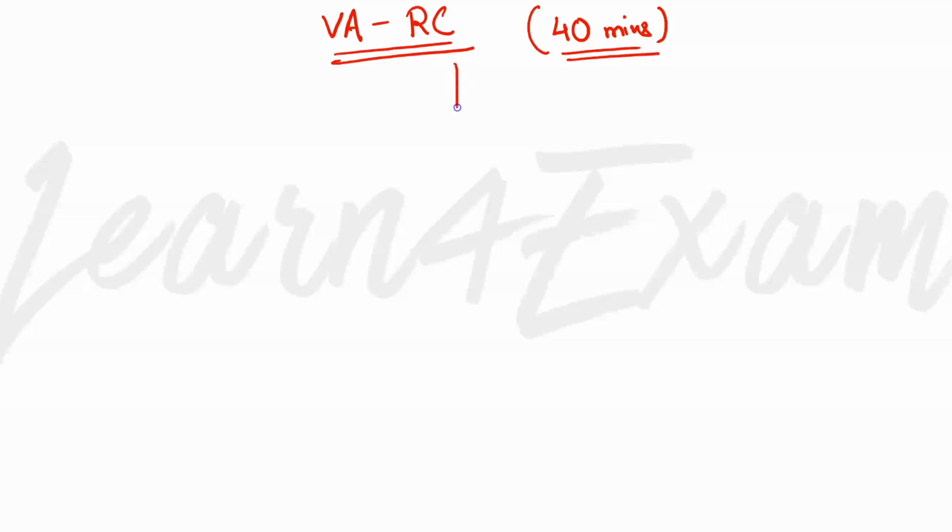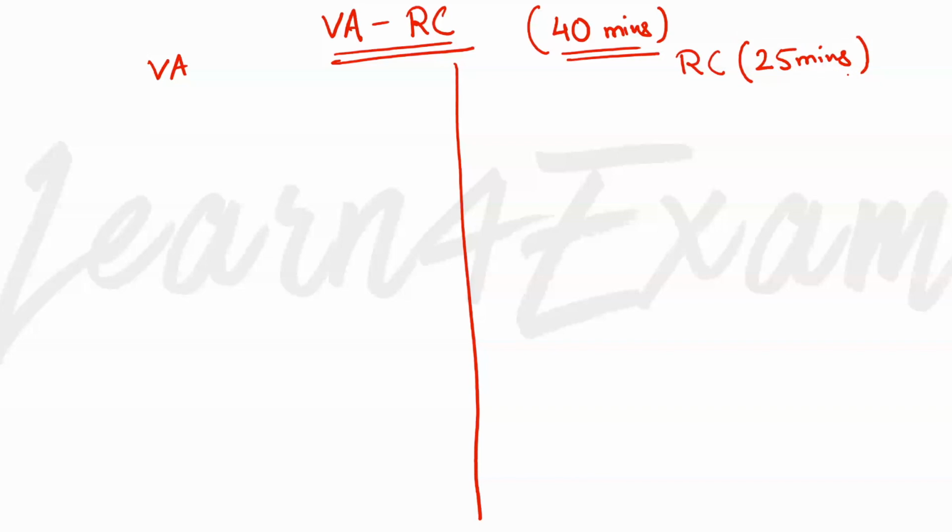So I'll distribute the entire page into two different halves. This would be my VA part, this would be my RC. Let's first talk about RC. Now, RC in IIFT has been fairly easy and factual. So for this, I would be expending 25 minutes. Expect somewhere around 4 to 5 RCs. And all the RCs are factual in nature.